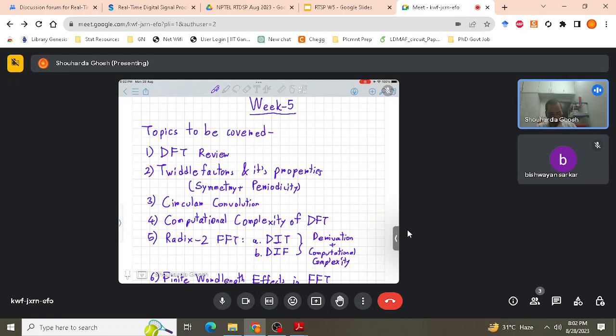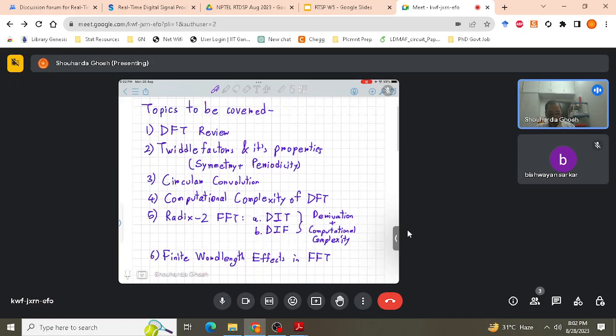So let's get started. I have placed an agenda for today's session. The topics that will be covered today are: first, a brief review of the DFT; then we'll talk about the twiddle factor, a part of the DFT, and its properties, like symmetry and periodicity; and then circular convolution. After seeing why circular convolution comes into the picture, we'll look at the computational complexity of the discrete Fourier transform. And last but not least, we shall get into the FFT.